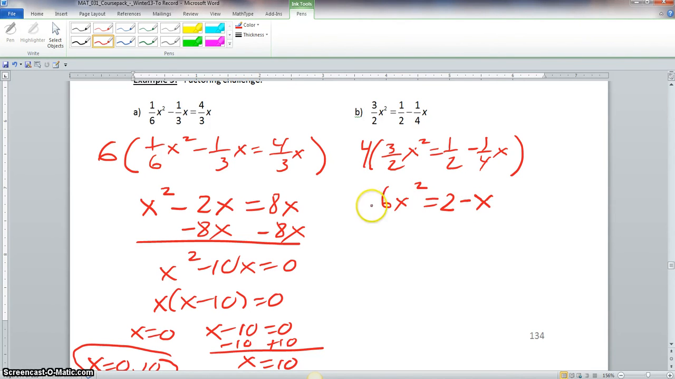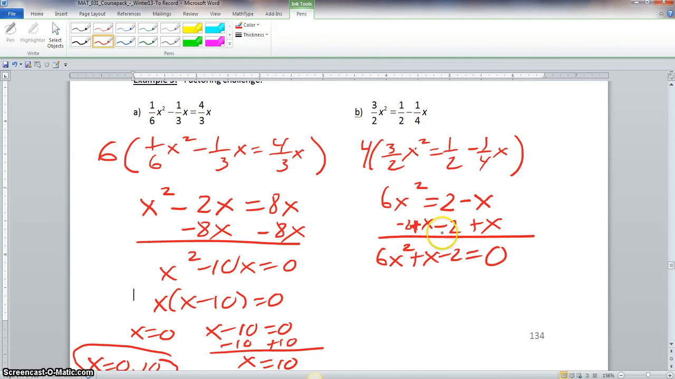Now we need to move all of this over here with the 6x squared. So we will subtract 2 and add x. Subtract 2, and add x. So now we'll write this in order to be 6x squared plus x minus 2 equals 0.